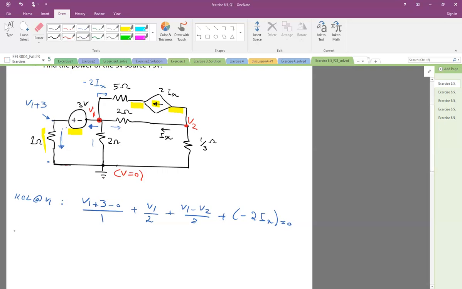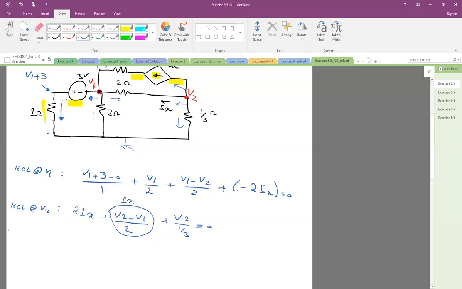Now, KCL at node V2. Again, this current is 2Ix. And this current, either you can say V2 minus V1 divided by 2, but this is also the value that they call Ix. So this is Ix basically. And then the current down is V2 minus 0 divided by 1/3, equal to 0.